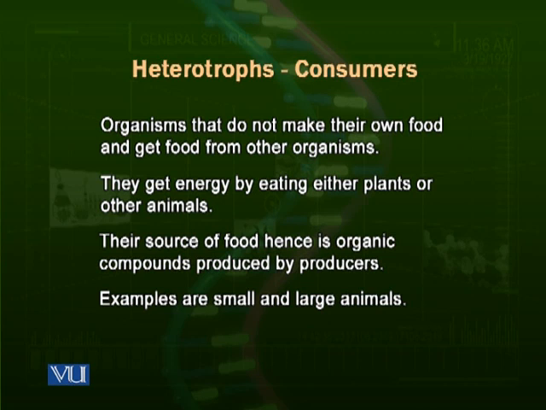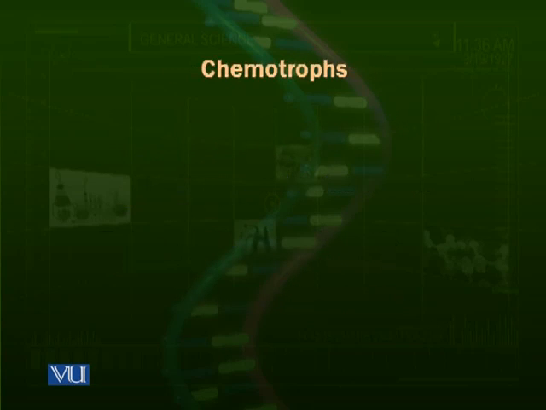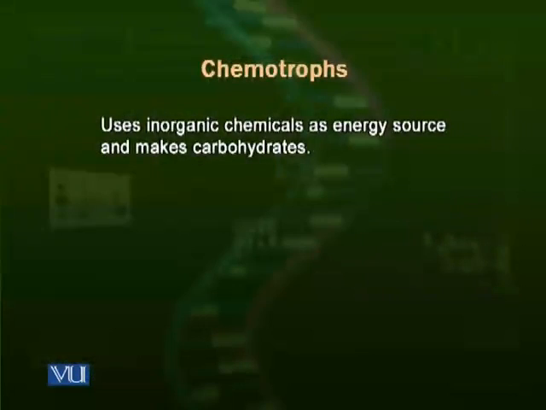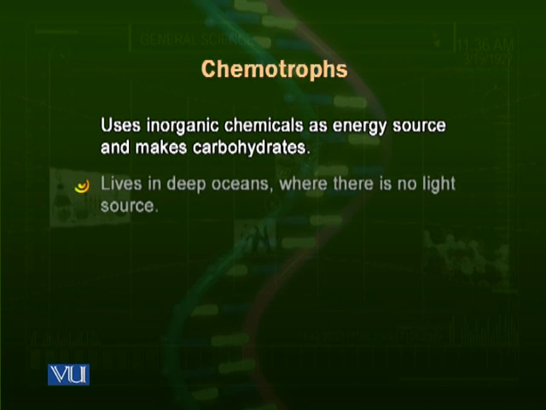There is another category of organisms which are called the chemotrophs. Chemotrophs, which make their food from chemicals. These are very specific life forms. These organisms use inorganic chemicals as their energy source and make carbohydrates. These are usually present in those areas of the ecosystem where the sunlight does not penetrate. For example, a very deep zone of a lake, deeper zones of the ocean, where light cannot penetrate inside, and photosynthesis is not possible.